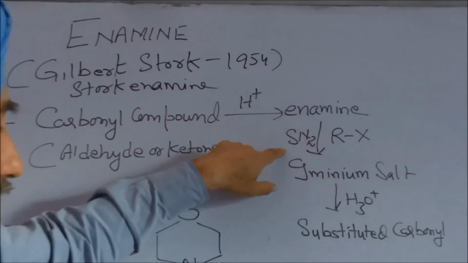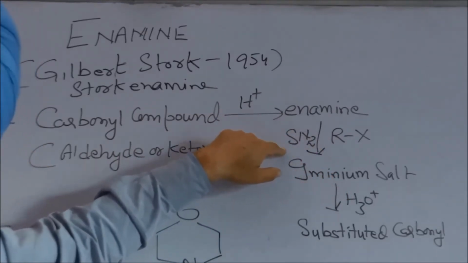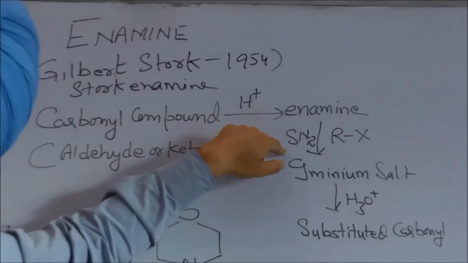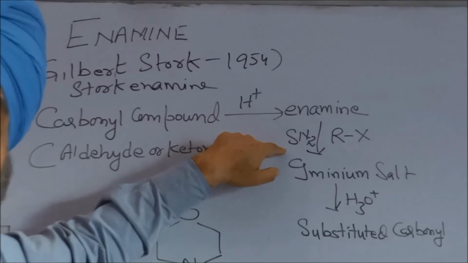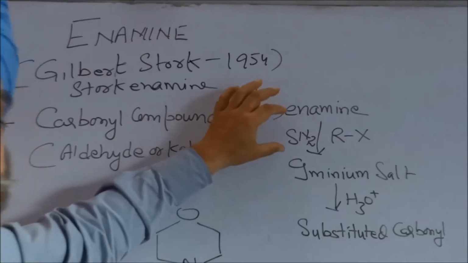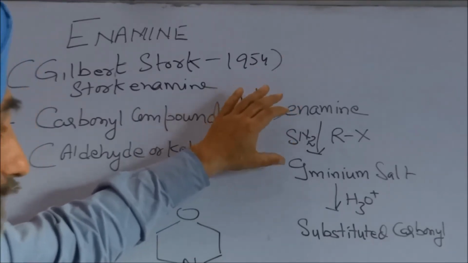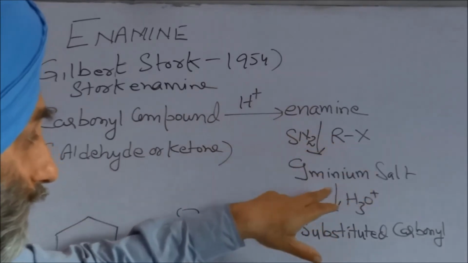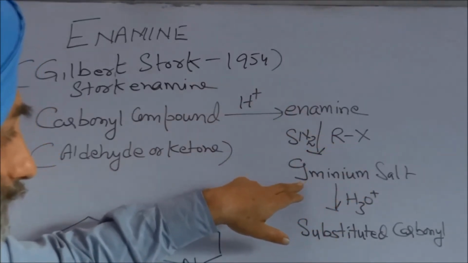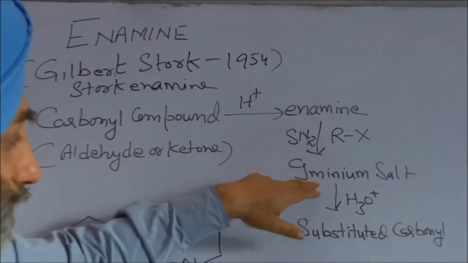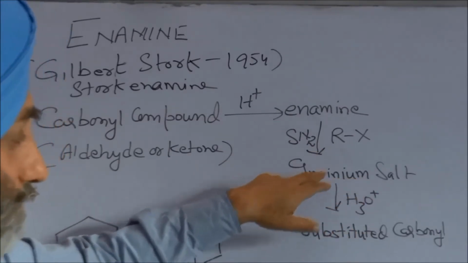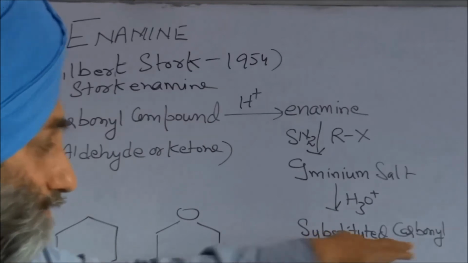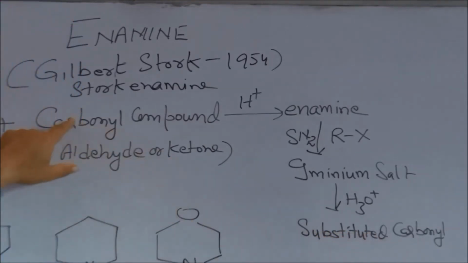there is an SN2 substitution similar to what we have discussed in ethyl acetoacetate and diethyl malonate, that is, malonic ester synthesis, which we have done. So in the same way, the alkyl halide is substituted and we get an iminium salt, which on hydrolysis gives us a substituted carbonyl group.